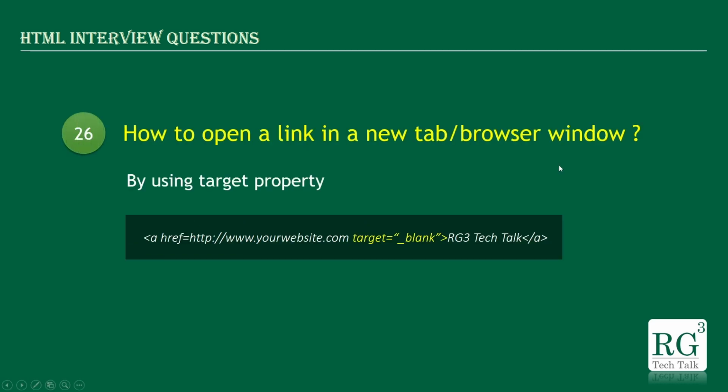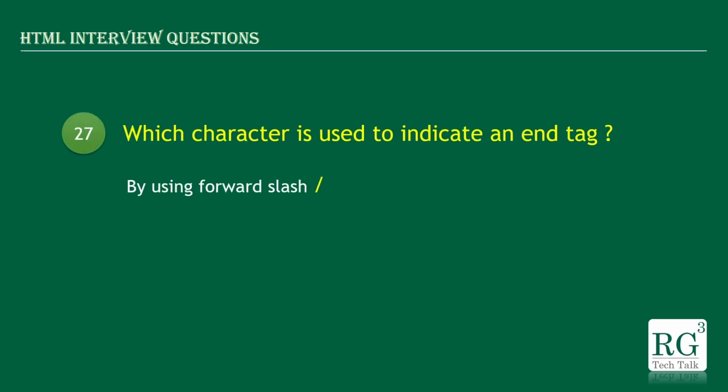Question number 26. How to open a link in a new tab or a browser window? By using the target property we can do that. For this, you need to use target equals underscore blank on the anchor tag, so it will open in a new window. Question number 27. Which character is used to indicate an end tag? By using /.